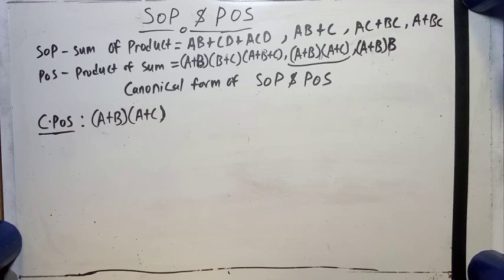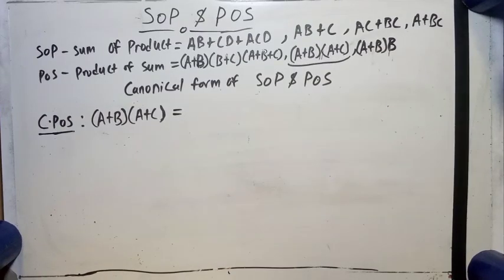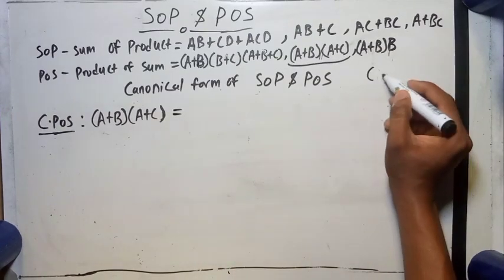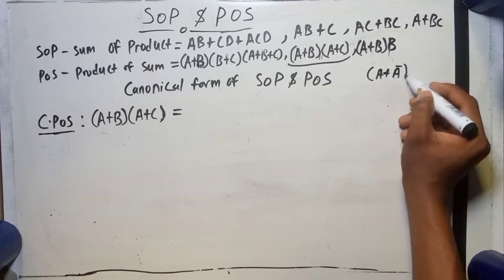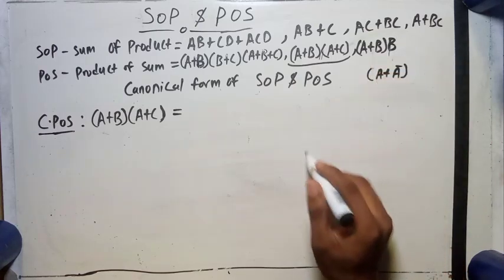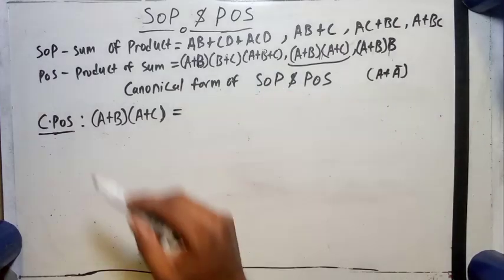Now, for us to find the canonical form, this one also has its own special way. For that of SOP, we say we're going to be adding something like A plus A bar, and we're going to be multiplying by what? A plus A bar to each of the products.